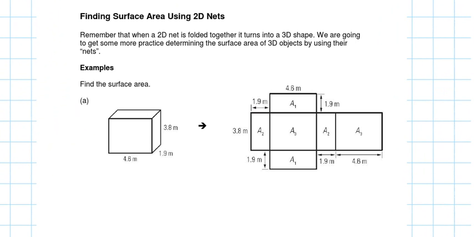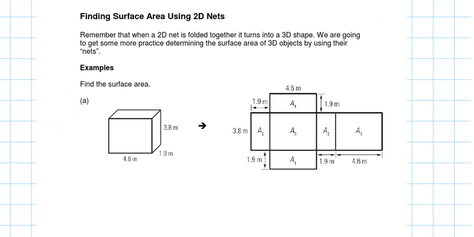So this is the case where you're going to probably use the 2D net. Okay? Just because you have to be careful. Sometimes I will ask you questions like this. Okay? So to find the surface area, as they did here, what they did is they took the rectangular prism and they opened it, right?